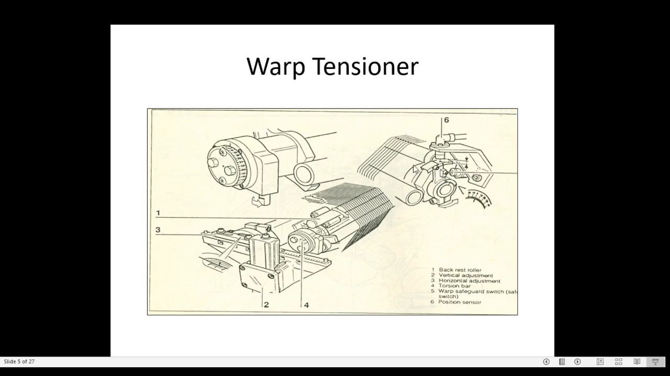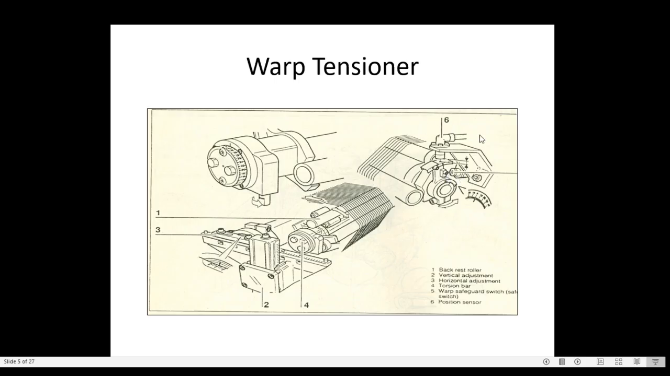In this way we maintain constant tension in the warp from the start of the beam to the end of the beam. Suppose the tension is more in the warp. What happens? The pendulum hits the proximity switch, and the machine stops.